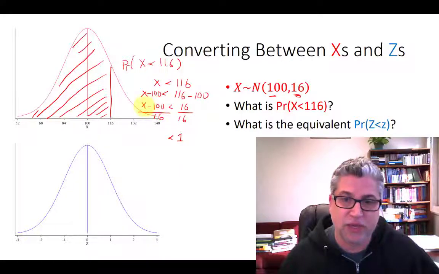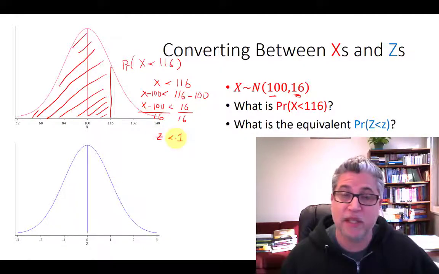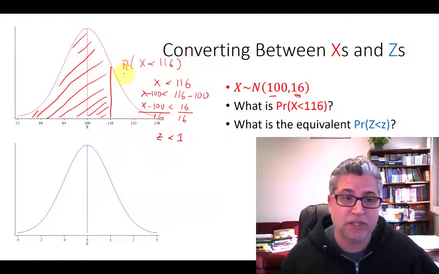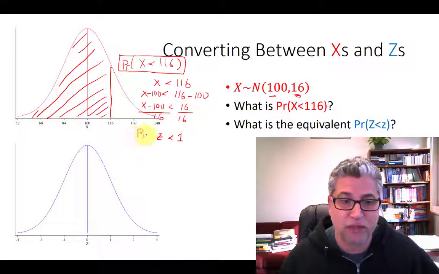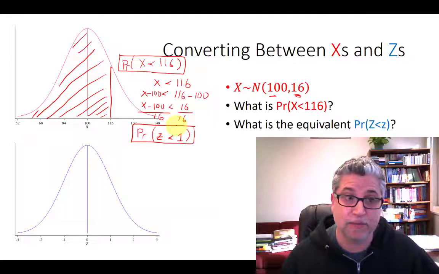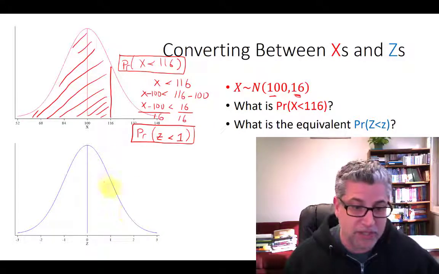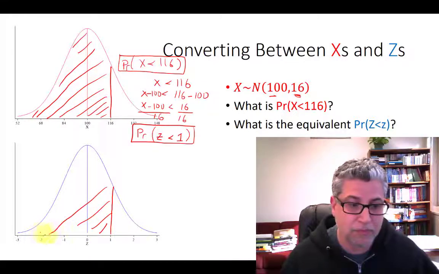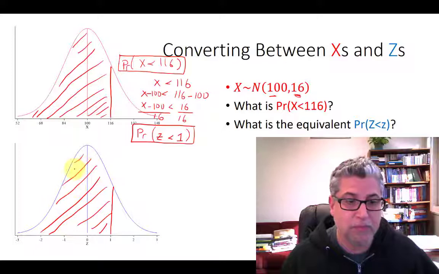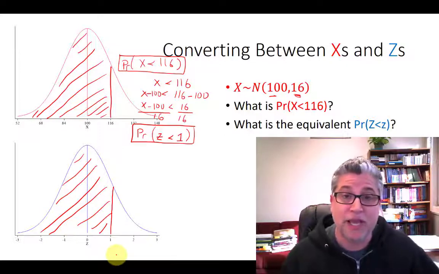And then what is this? We took an x variable, subtract off its mean divided by its standard deviation. So that is now a z. So this statement, what is the probability that x is less than 116, is equivalent to this statement: what is the probability that z is less than 1? We can see if we draw the z distribution, these probabilities look the same. Now let's verify that in Excel.